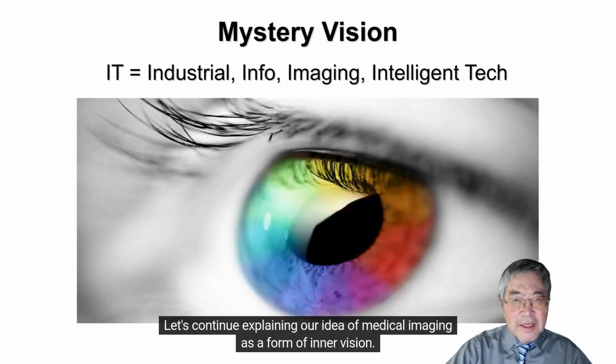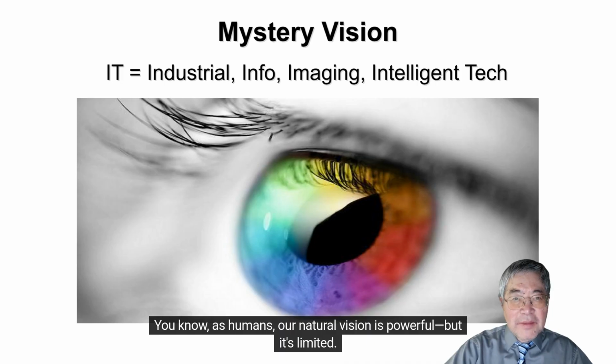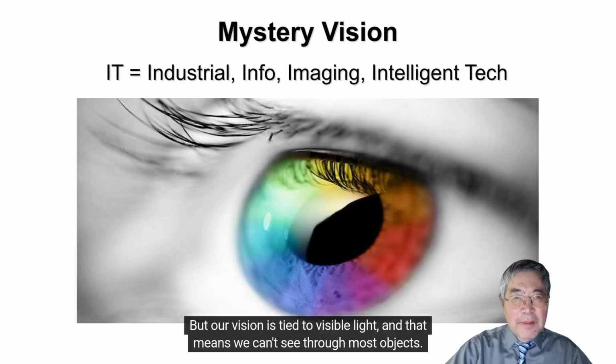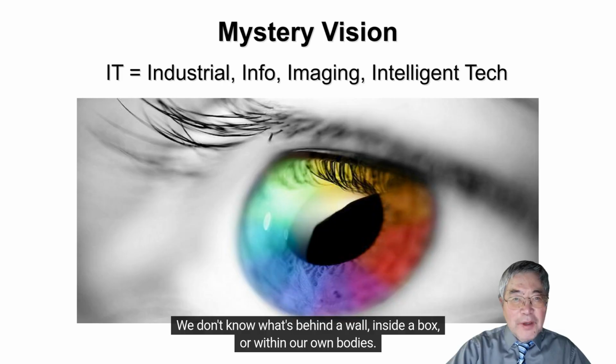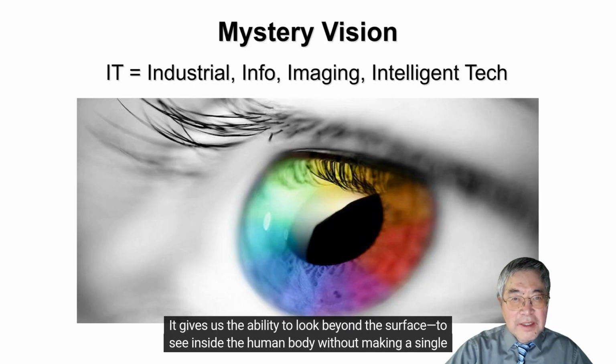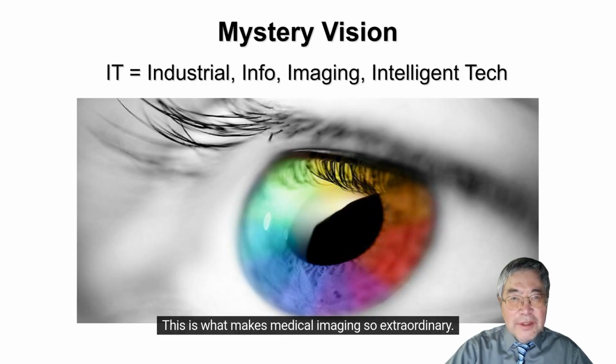Let's continue explaining our idea of medical imaging as a form of inner vision. As humans, our natural vision is powerful, but it's limited. We can see the world around us, we can observe surfaces, recognize faces, navigate through our environment. But our vision is tied to visible light, and that means we can't see through most objects. We don't know what's behind a wall, inside a box, or within our own bodies. That's where medical imaging comes in. It gives us the ability to look beyond the surface, to see inside the human body without making a single incision. This is what makes medical imaging so extraordinary.